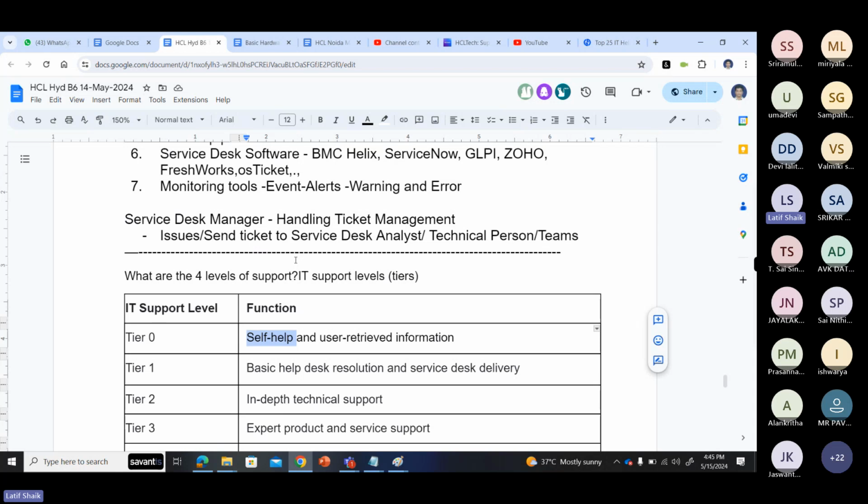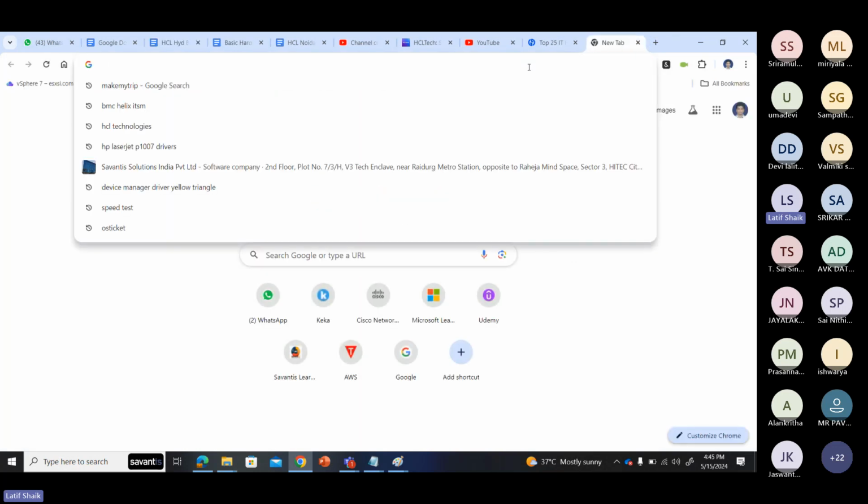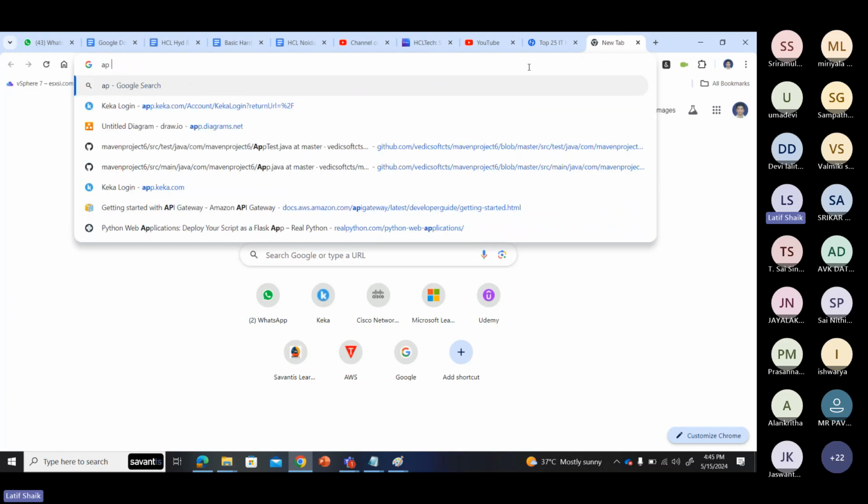Actually, level zero is again of two types. One is self-help portals. Self-help portals are designed for an organization to report issues, to report specific issues.